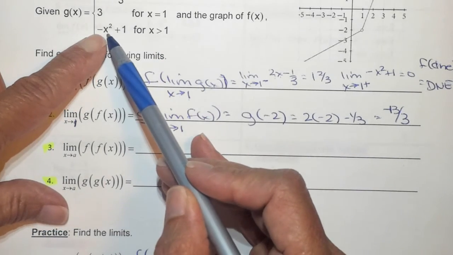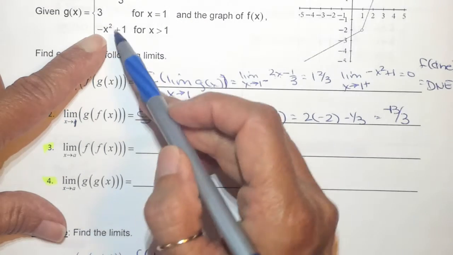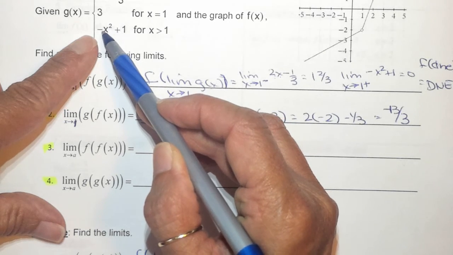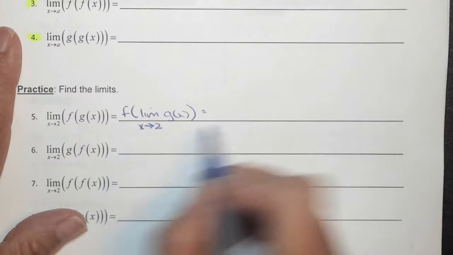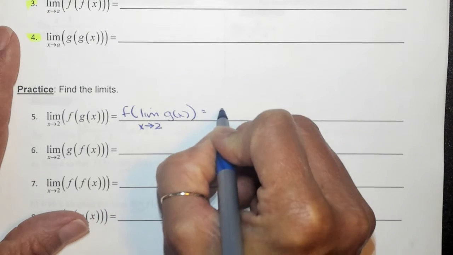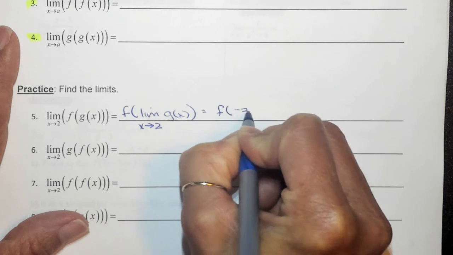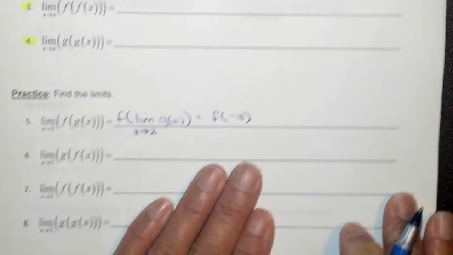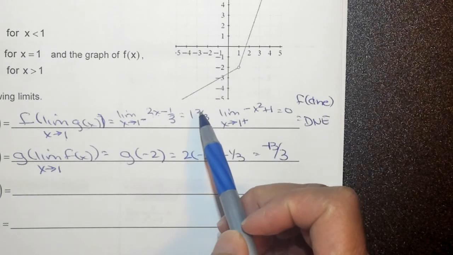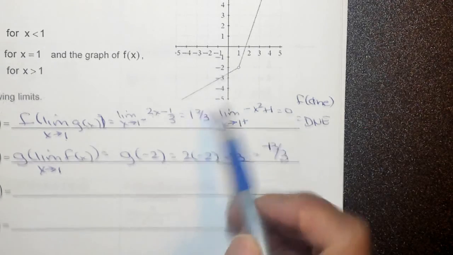So when I plug this in, I end up substituting 2, squaring it to get 4. The opposite of 4 is negative 4, plus 1 is negative 3. So the inside, the limit as x approaches 2 of g of x, is negative 3. So then what I want to evaluate is f of negative 3. So then I would go over to the f of x function and evaluate f of negative 3. There is no limit here.